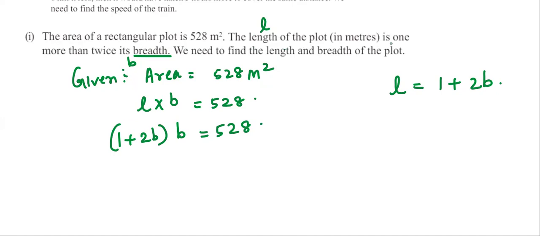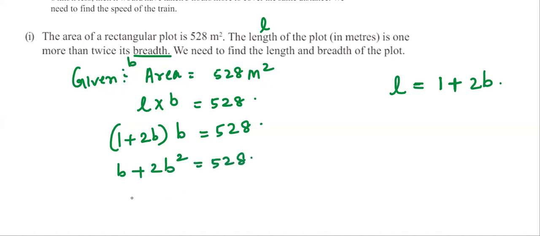Again I'll explain. The length of the plot is 1 more than twice its breadth. So length is equal to 1 more, so 1 plus, it is more, so there's an addition symbol here. 1 more than twice, and twice is 2 times the breadth, so 2 into B. Now in the place of L, just write 1 plus 2B into B. Now let's remove the bracket. 1 into B will be B, plus 2B into B will be 2B square, which is equal to 528.